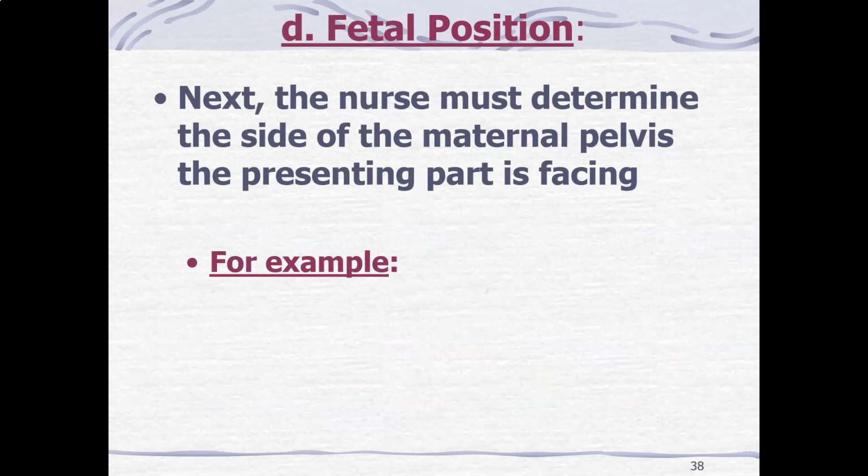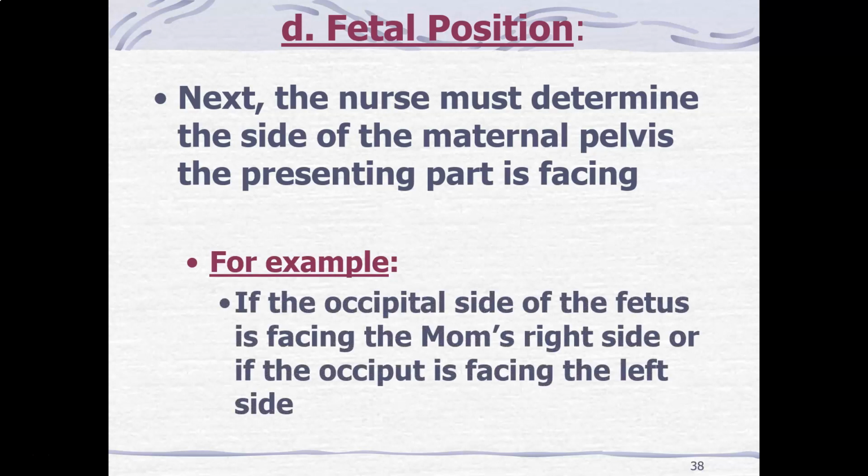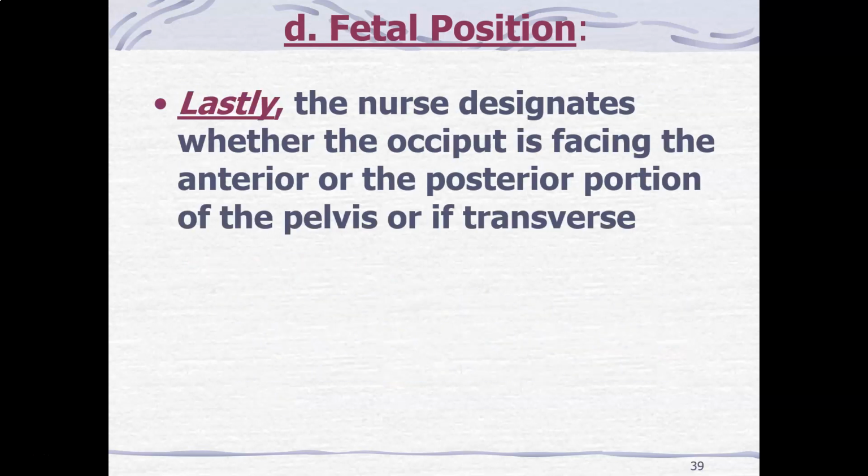Right, so now we have to determine the side of the maternal pelvis that the presenting part is facing. So, for example, if the occiput, the back of the baby's head, is facing the mom's right side, you always do it in relation to the mom's left and right, not your left and right. The back of the baby's head is facing the mom's right side, or if the occiput, the back of the baby's head, is facing the mom's left side. Right. Then lastly, we're going to determine fetal position. The nurse designates whether the occiput is facing the anterior or the posterior portion of the pelvis, or if it's transverse.